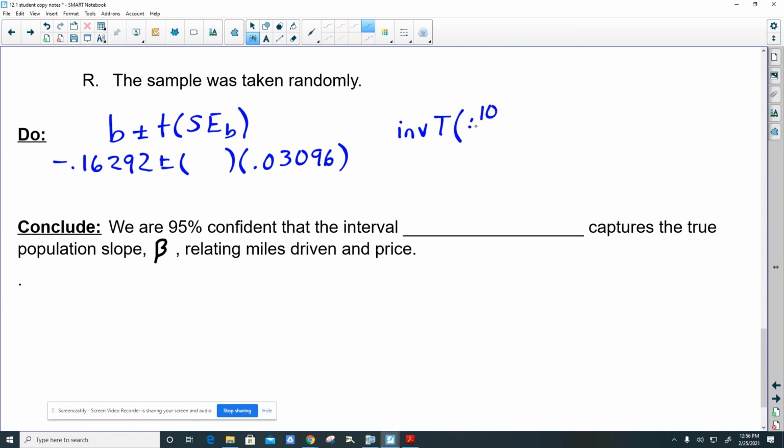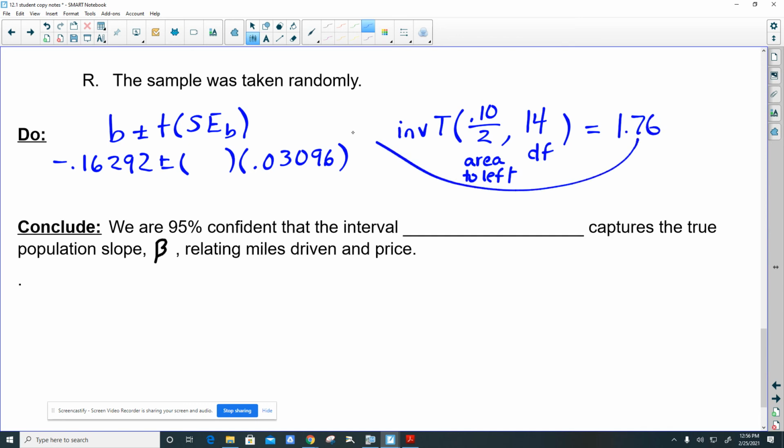We said we were doing a 90% confidence interval, so the extra 10% is split in half, area to the left, degrees of freedom n minus 2. There were 16 trucks in this sample, so degrees of freedom would be 14. I'm going to use 1.76 as the t-score. That will give a confidence interval of that.